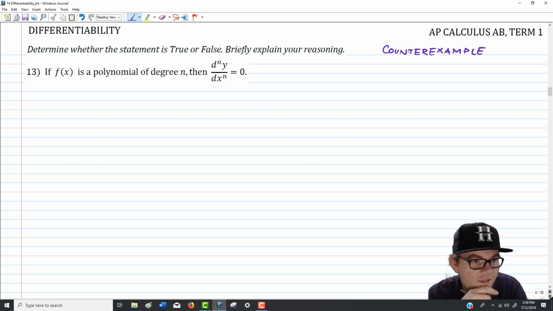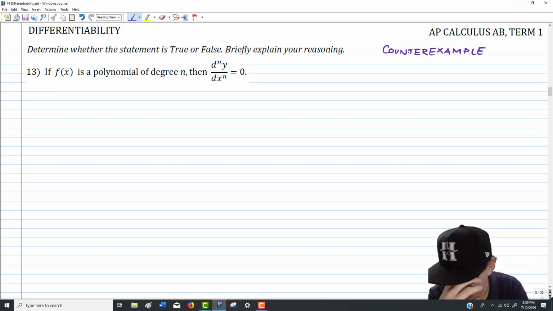So in statement 13, it says, if f of x is a polynomial of degree n, then d^n y over dx^n, so that would be the nth derivative of y with respect to x, is equal to 0. So this is a tough one. There's no way for us to check every single polynomial of every single degree, because that would take us forever. It would never happen. We'd never finish.